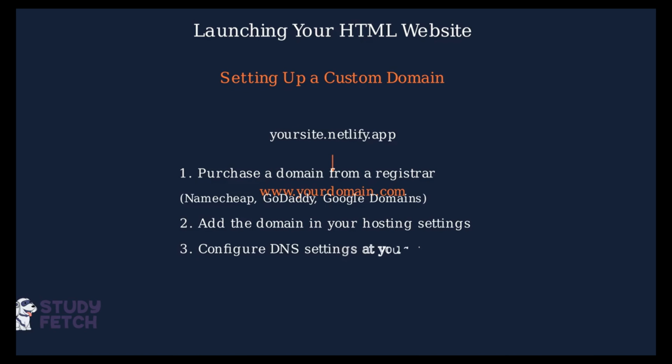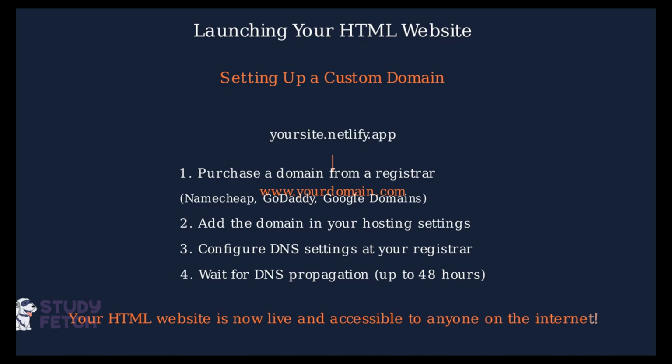Configure the DNS settings at your domain registrar to point to your hosting provider. This usually involves adding A records or CNAME records. Finally, wait for the DNS changes to propagate, which can take up to 48 hours, though it's often much faster. Congratulations! Your HTML website is now live and accessible to anyone on the internet.